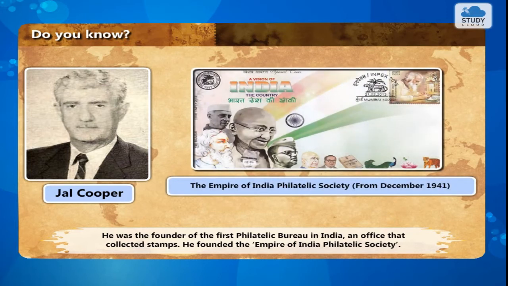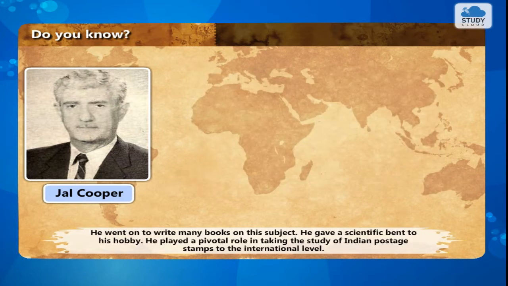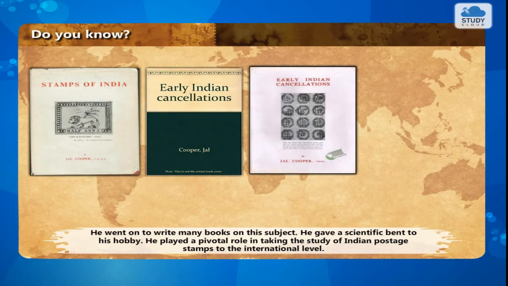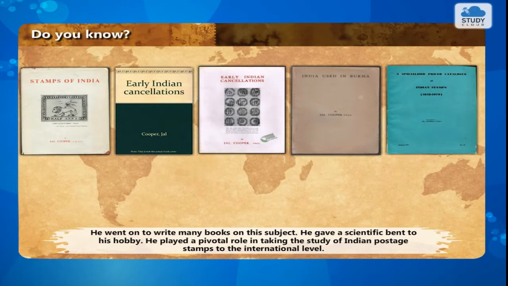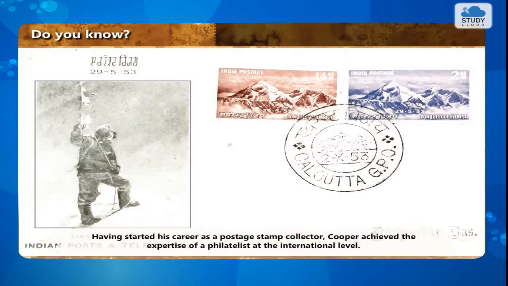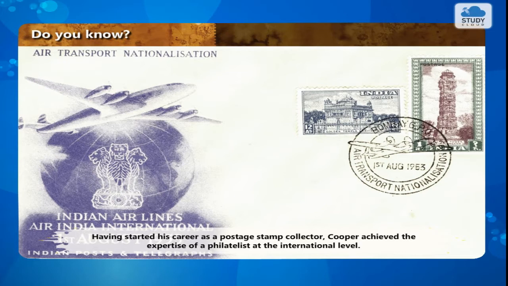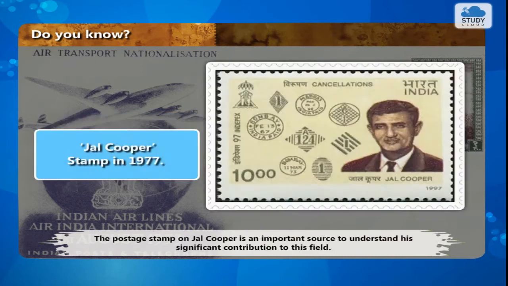He founded the Empire of India Philatelic Society. He went on to write many books on this subject. He gave a scientific bent to his hobby. He played a pivotal role in taking the study of Indian postage stamps to the international level. Having started his career as a postage stamp collector, Cooper achieved the expertise of a philatelist at the international level. The postage stamp on Jal Cooper is an important source to understand his significant contribution to this field.